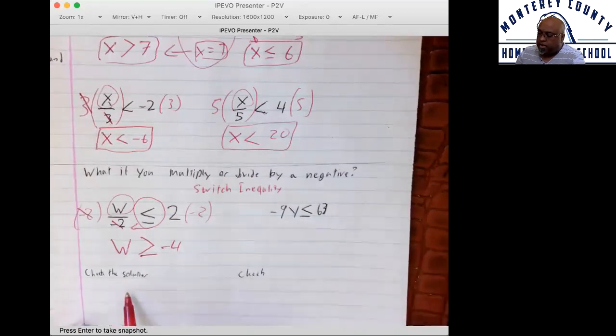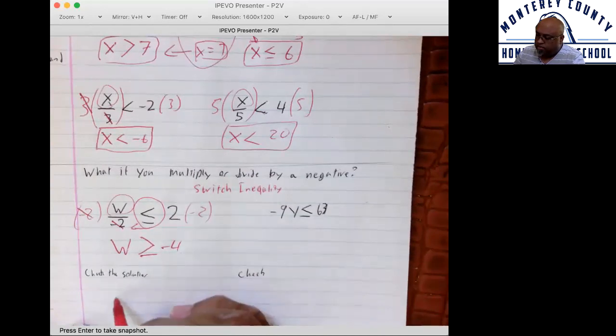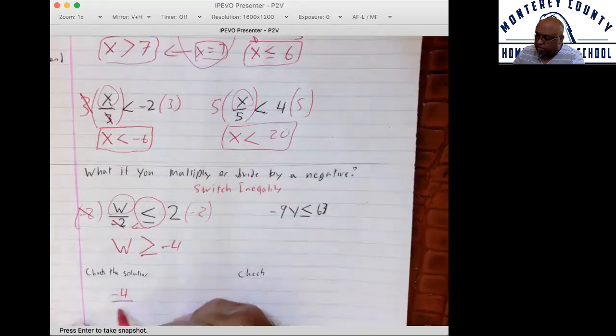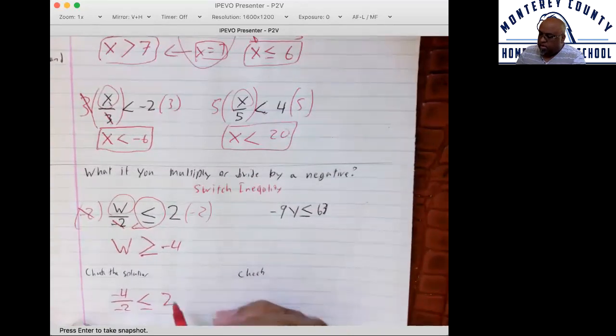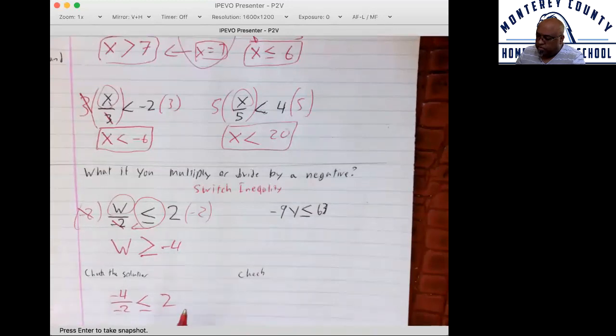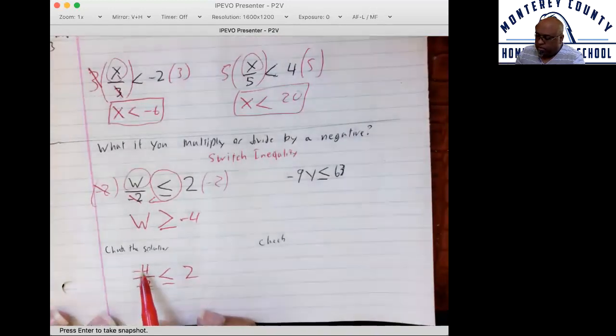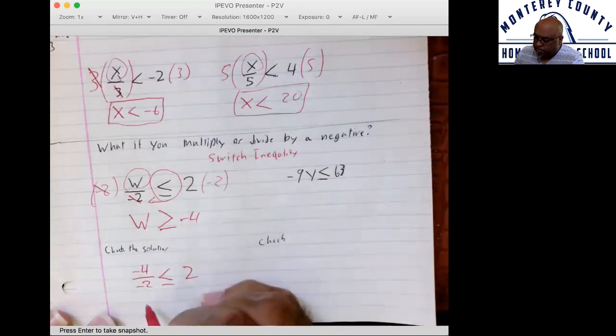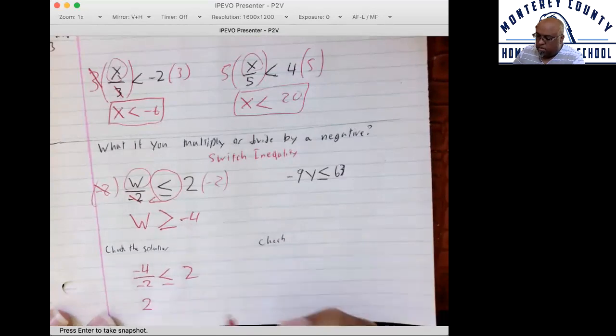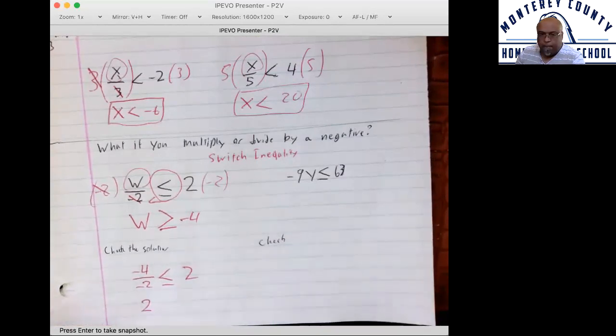Now I said here to check the answer. So I'm just going to check this just so that we can make sure. Instead of w, I'm going to substitute w's solution. Negative 4 divided by negative 2 is less than or equal to positive 2. Okay? Now, let's compare. Negative 4 divided by negative 2 is positive 2.